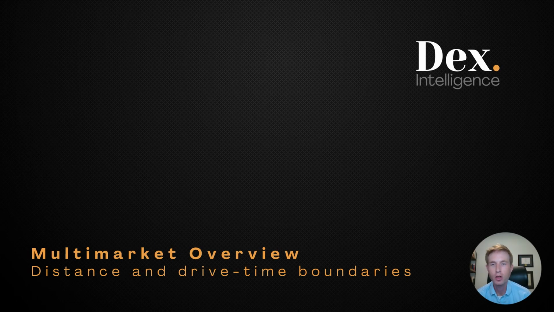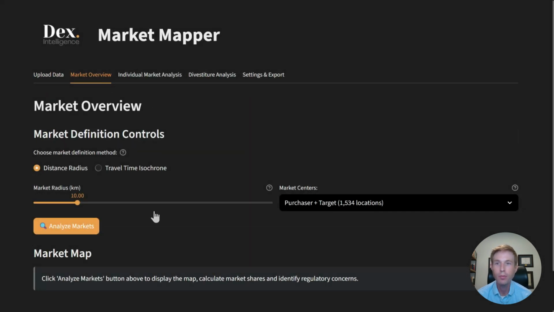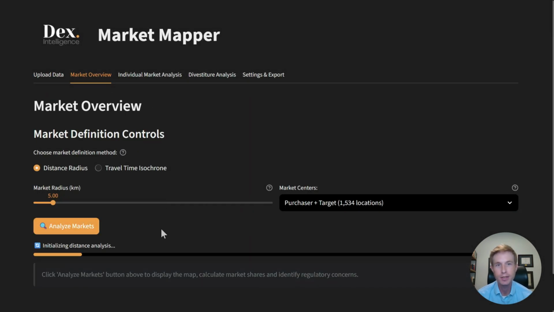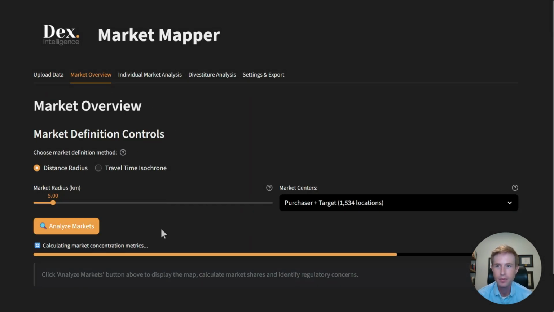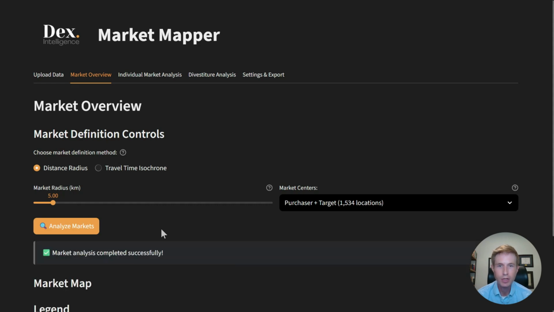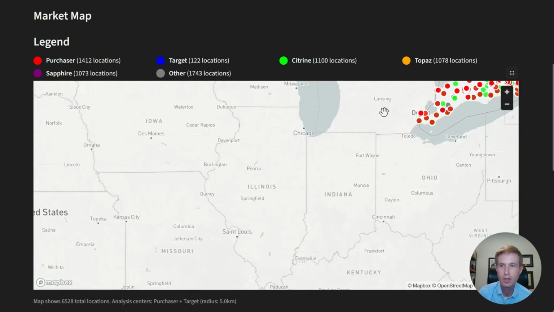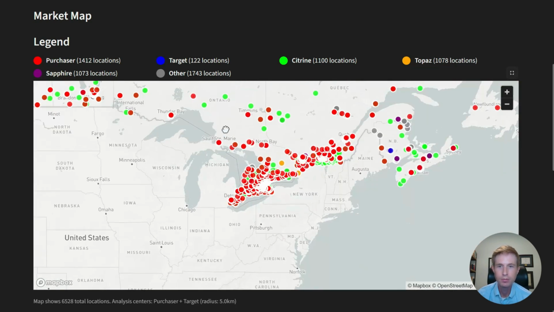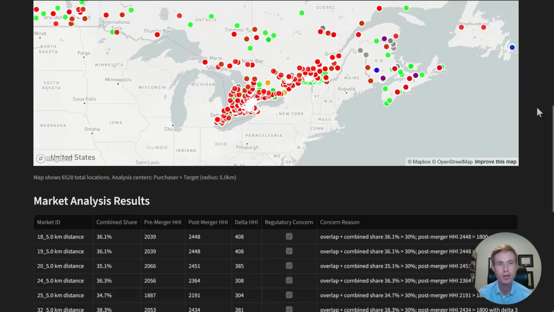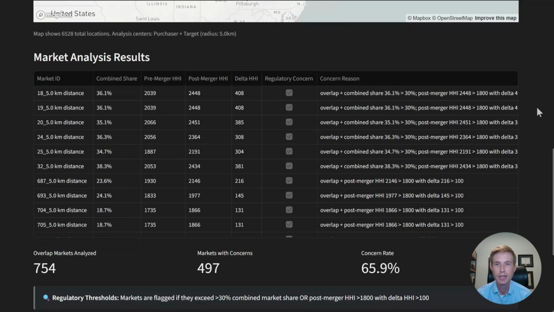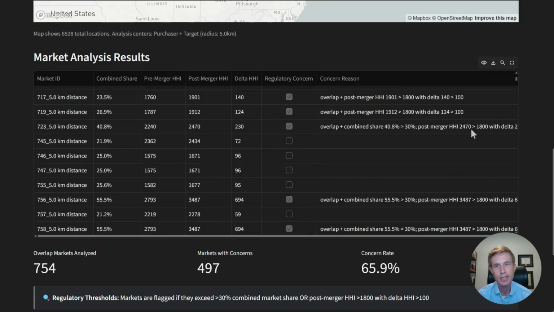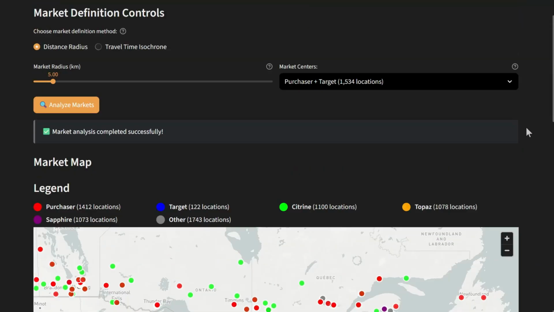So first, you can get a quick overview of all of the competitive overlap in local markets around all party locations defined by any distance, radius, or drive time boundary. Here we choose 5 kilometers to illustrate the overview function for markets around all purchaser and target locations. We can look at a map of the locations, but we also have a detailed breakdown of the overlap markets and competition. Here there are 754 overlap markets at 5 kilometers and 497 potentially exceeding the Competition Act's presumptive thresholds.